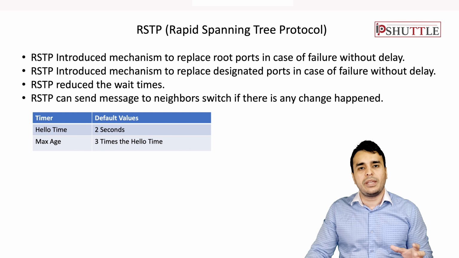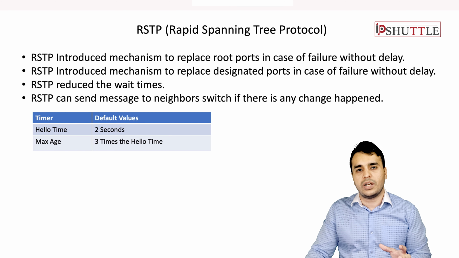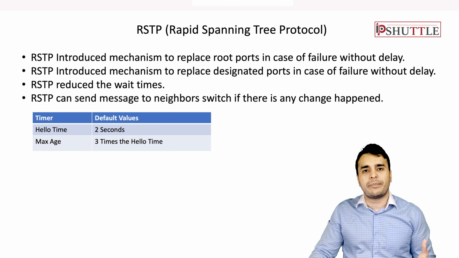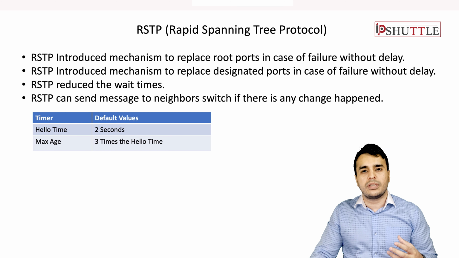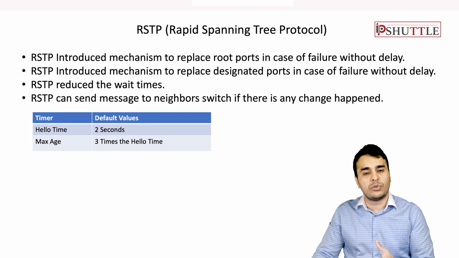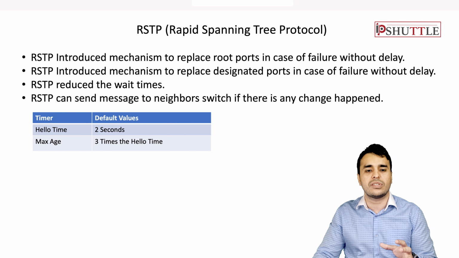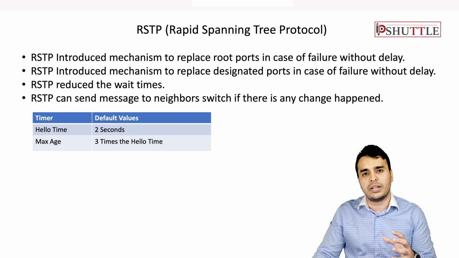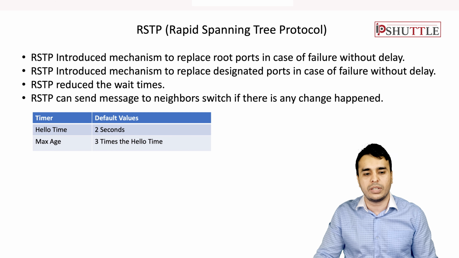Now let's compare STP and Rapid Spanning Tree Protocol and see what the differences are. The modification IEEE made in Rapid Spanning Tree Protocol is that they introduced mechanisms to immediately replace the root ports in case of failure, replace the designated ports, and they also reduced the timers. Rapid Spanning Tree Protocol uses 2 seconds hello and 3 times for max age. In STP, if you remember, it was 10 times, which was 20 seconds. These are the major differences in RSTP, and even the states are different, as they name the ports differently. We will look into that in the next slide.